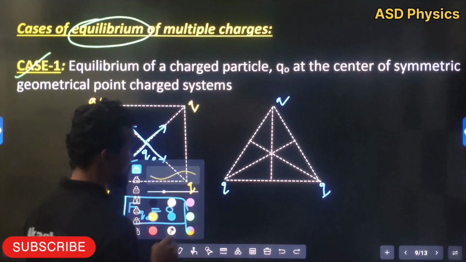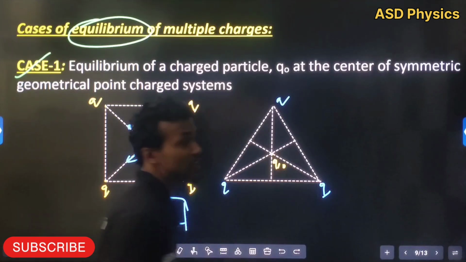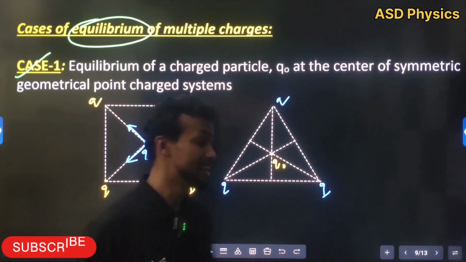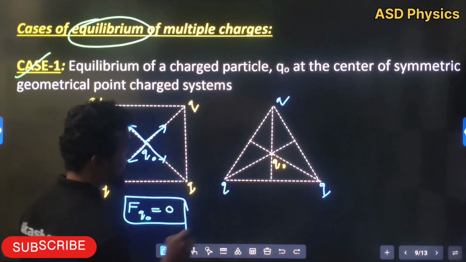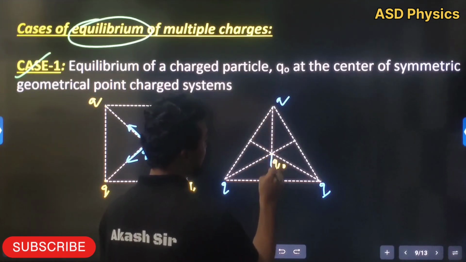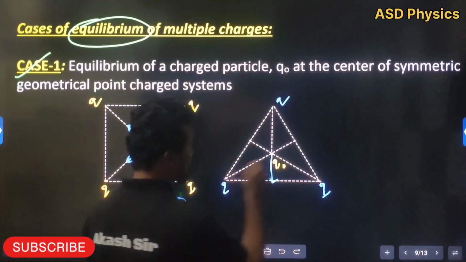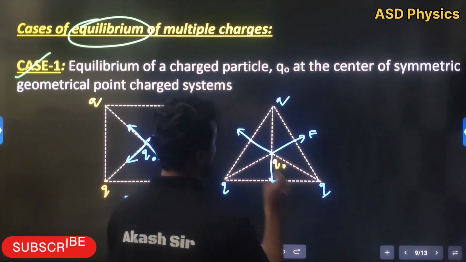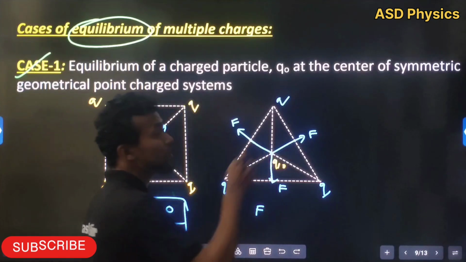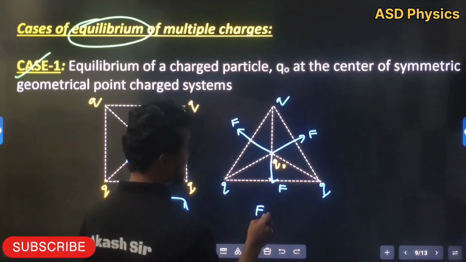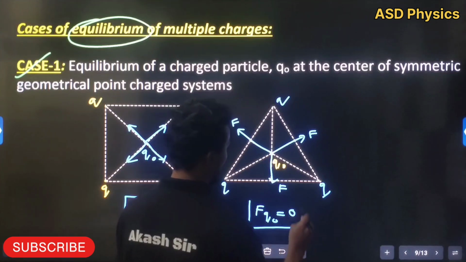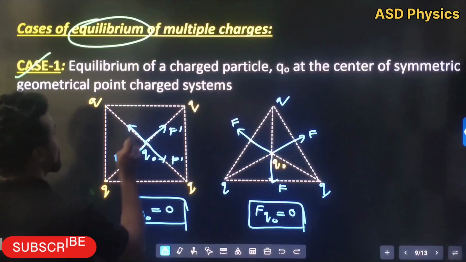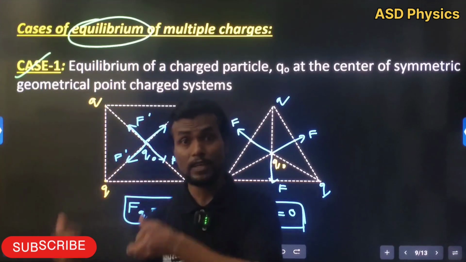Similarly, here also see please, Q, and here also I have taken Q, and at the geometrical center I have taken charge Q0. Then again, how many forces will be there? 3 forces, and again all these forces will cancel out. Let me draw here. The force between Q and Q0 is in this direction, the other Q and Q0 in this direction, and this Q and Q0 in this direction. All these forces will be equal, and they will make 120 degrees with each other. That means here also the resultant force on the charge Q0 is 0. Here also the forces will be the same.